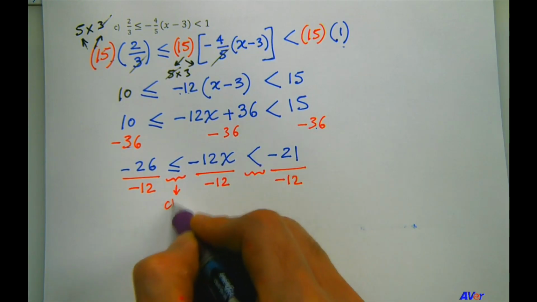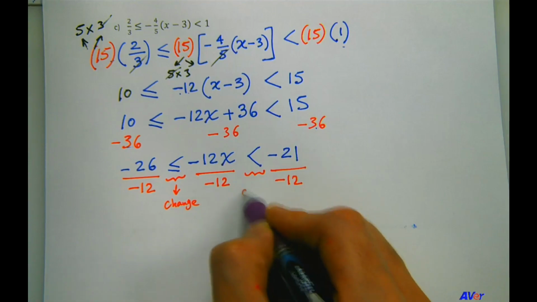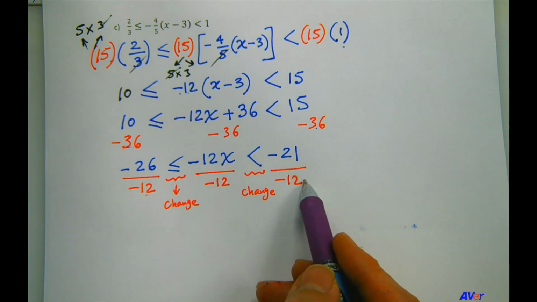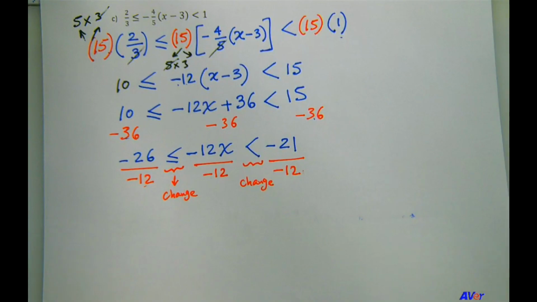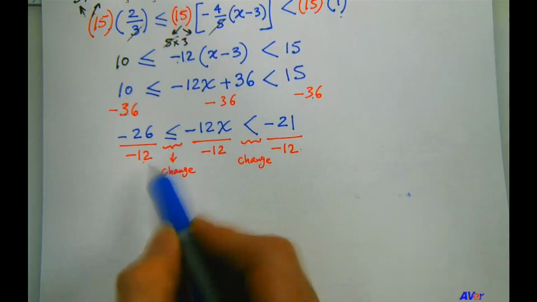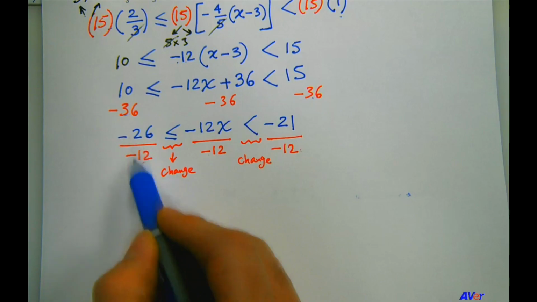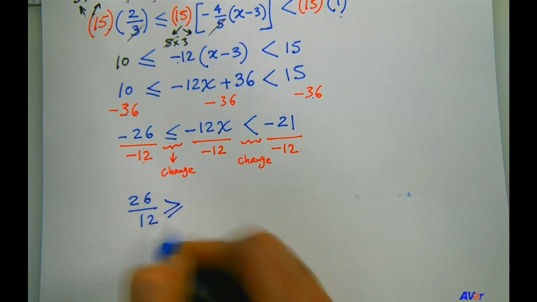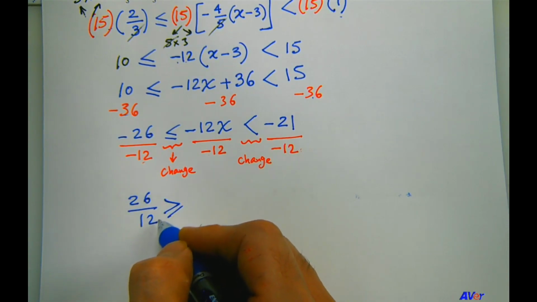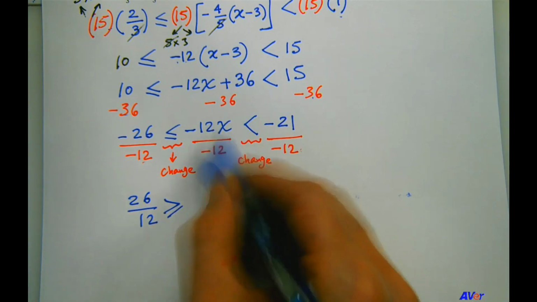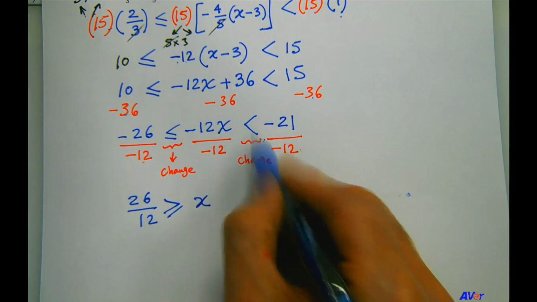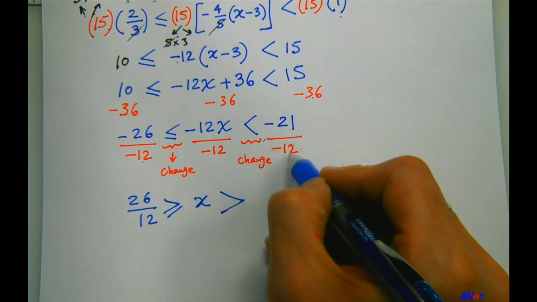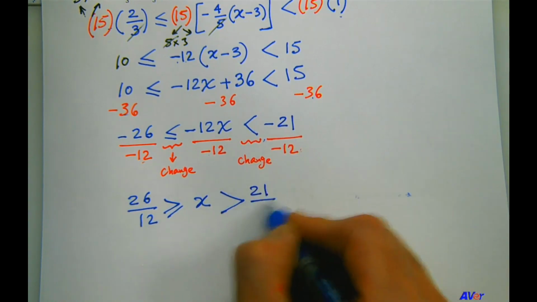These change, because we're dividing by a negative number, right? So on this side, let's do this step by step. Negative divided by negative is positive, so we have 26 divided by 12. That changes to the opposite, greater than or equal to. These two divided just cancel each other, we have x. That one also changes to the opposite this way. Minus 21 over 12 is positive 21 over 12.